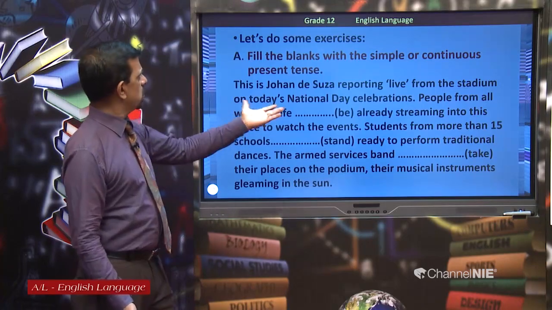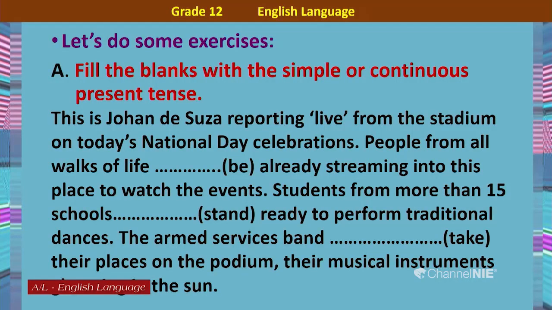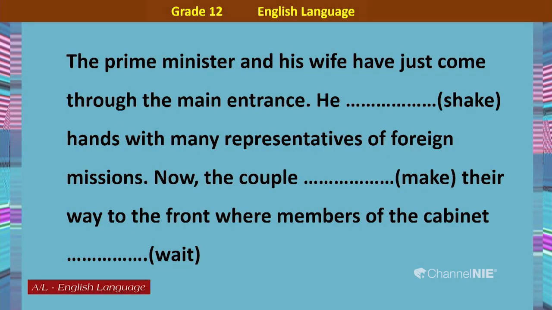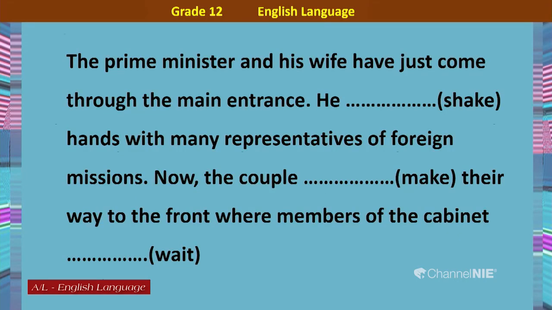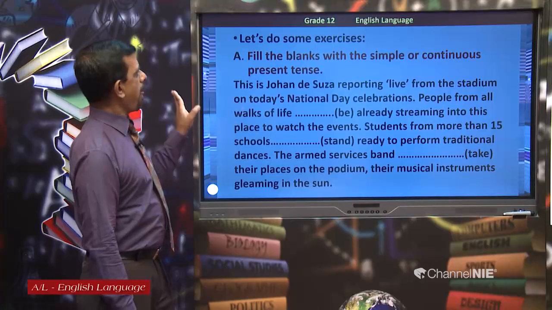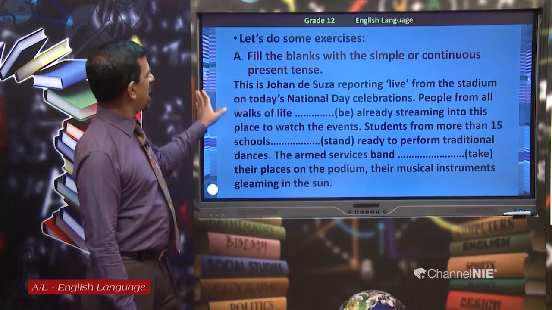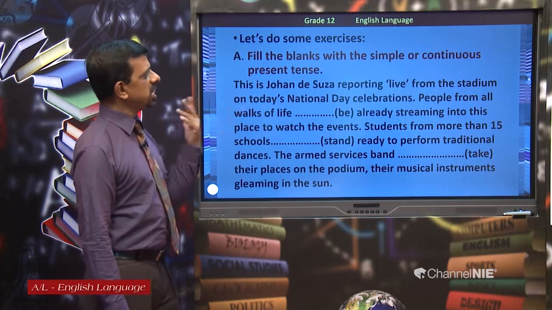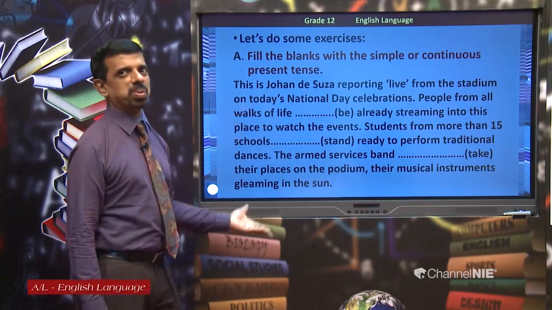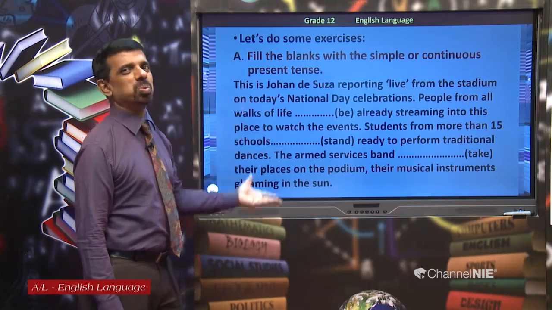As you look at it, you will see this is Joanne D'Souza reporting live from the stadium on today's National Day celebration. So he's talking about the National Day celebration, and then he's telling about various other people who are coming, the Prime Minister and his wife have come, and then the third one, the sirens are blaring. So what is happening? Then you have a basic idea of what you are going to read: a passage about a National Day celebration. This first sentence is Joanne D'Souza reporting live from the stadium on today's National Day celebration. So something that is happening at this moment.